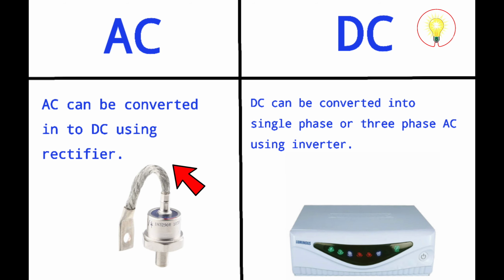Comparison number 3. In case of AC, AC can be converted into DC using a rectifier, and in case of DC, DC can be converted into single-phase or 3-phase AC using an inverter.